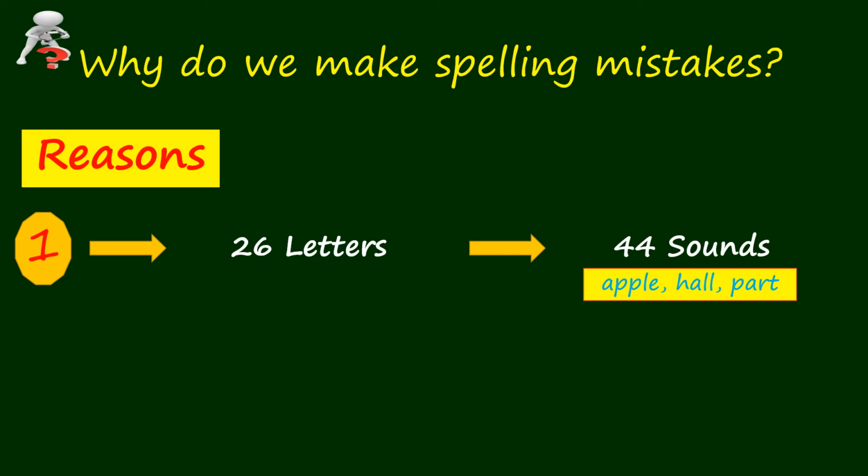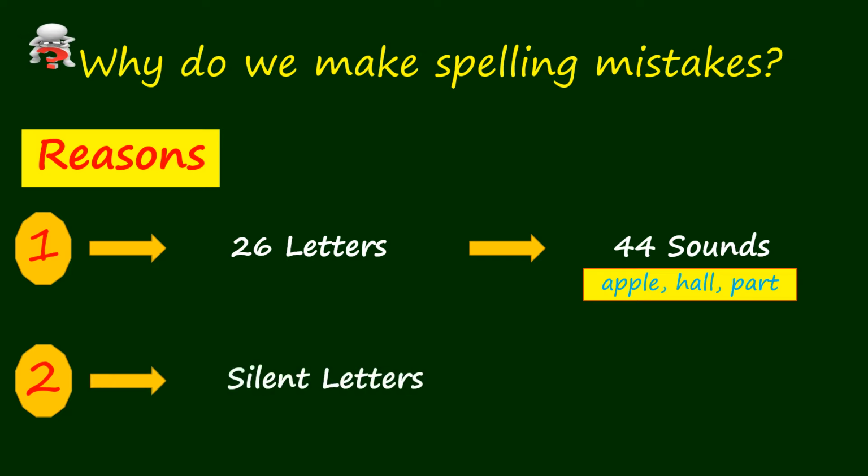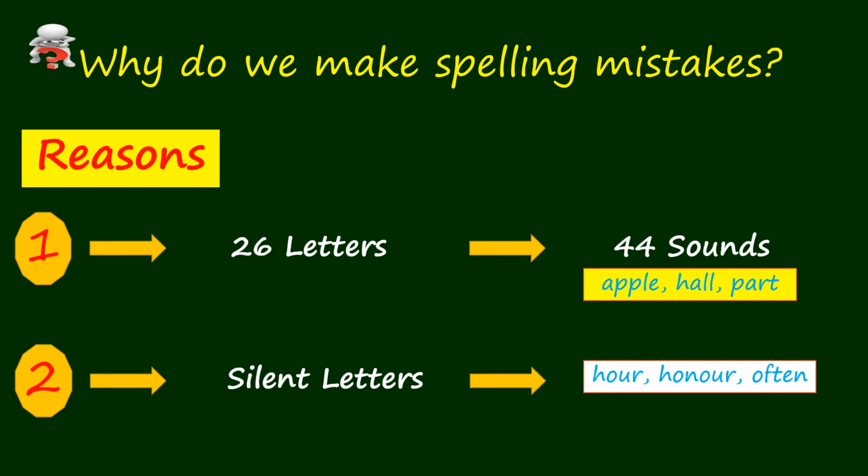The second reason for our spelling mistakes is the use of silent letters. In English, there are many words where the spelling is different from how we pronounce the word. Let us take, for example, the first word given here, hour. Though we should pronounce it as 'har', the correct pronunciation for this word is 'our', because H is a silent letter in this word.